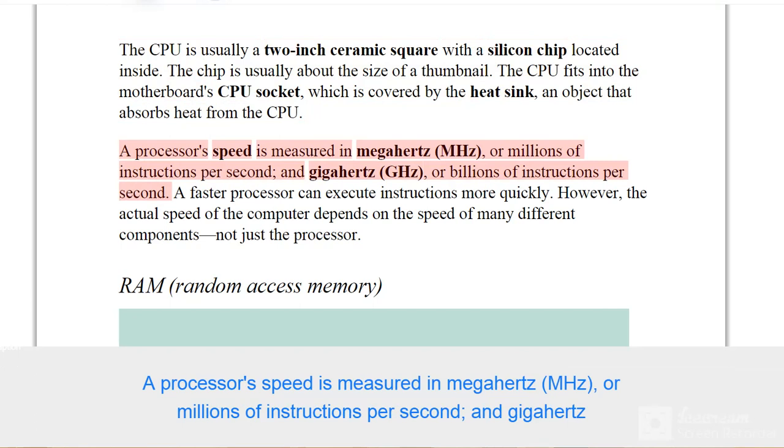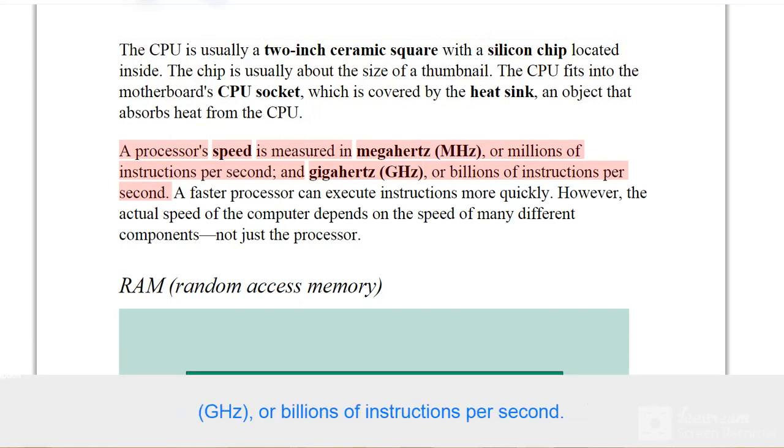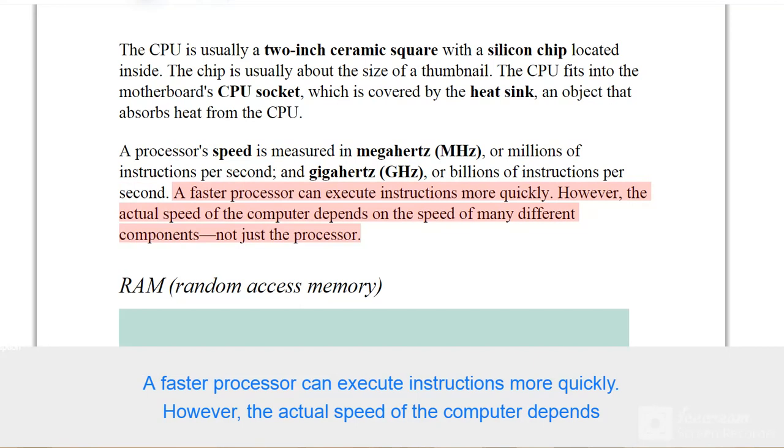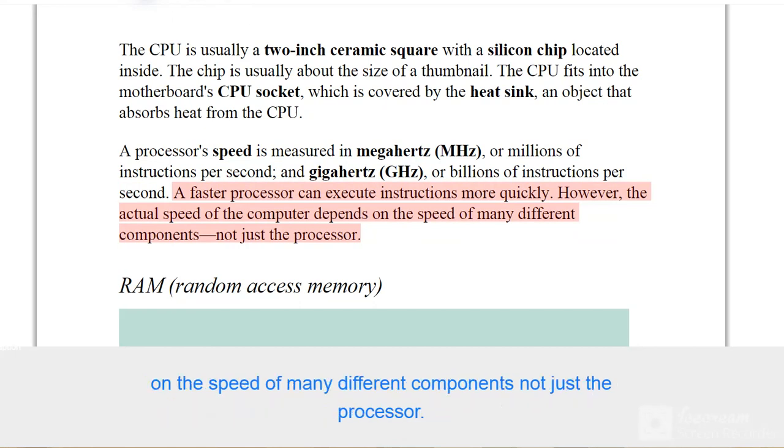A processor's speed is measured in megahertz, or millions of instructions per second, and gigahertz, or billions of instructions per second. A faster processor can execute instructions more quickly. However, the actual speed of the computer depends on the speed of many different components, not just the processor.